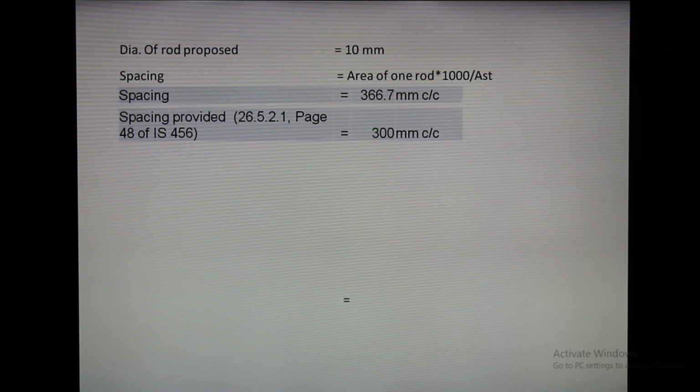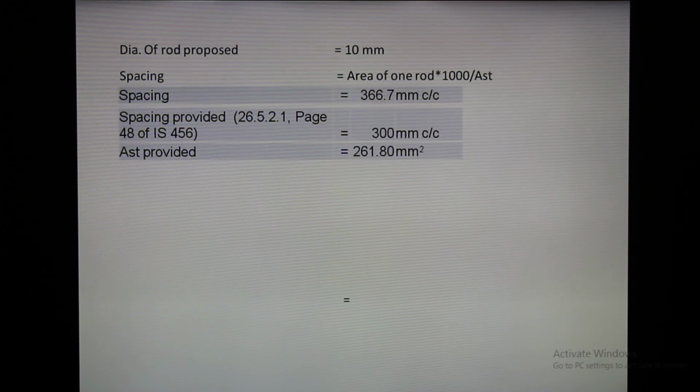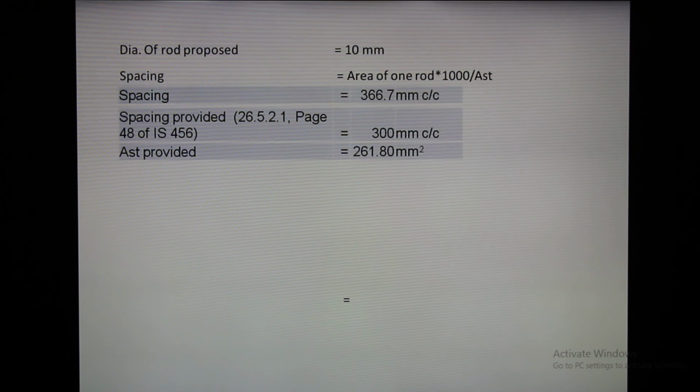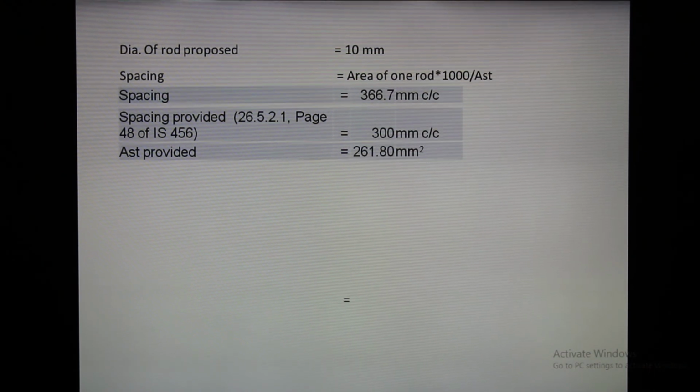As per clause 26.3.3 of IS 456, the maximum spacing is 300 mm center to center, that is 3 times the effective depth or 300 mm, whichever is less. So here 300 mm is whichever is less, so we are adopting a spacing of 300 mm. For this 300 mm, what is the area of steel provided? Now it is 261.8 mm square.